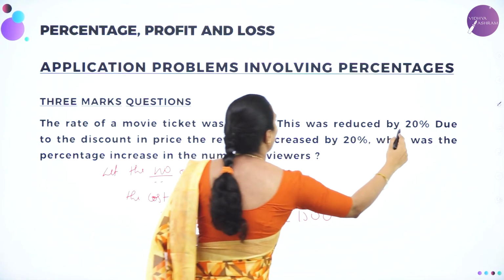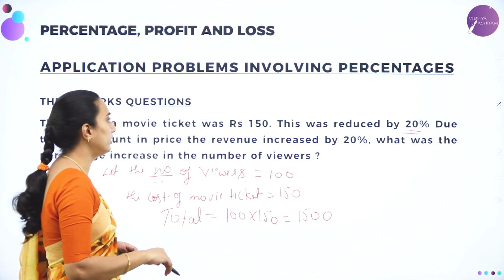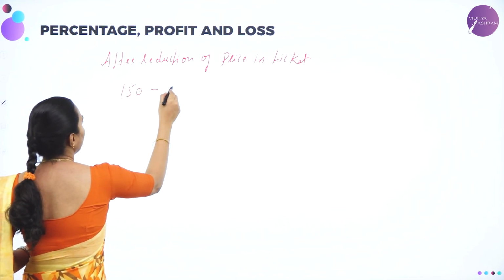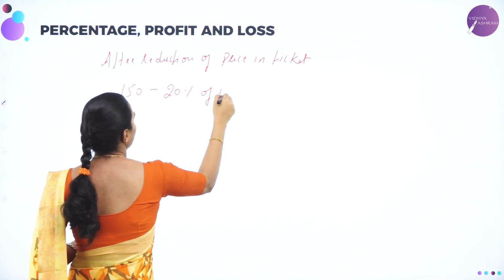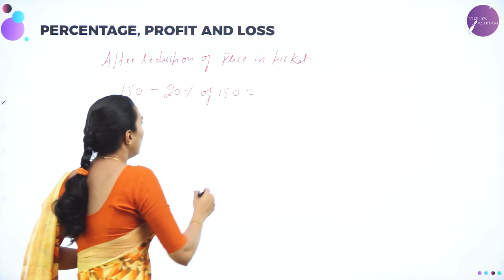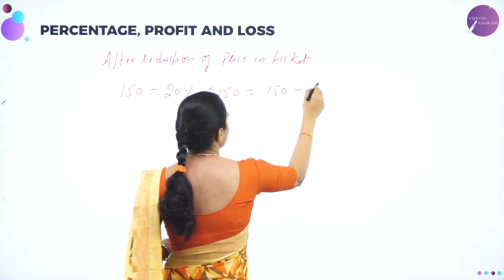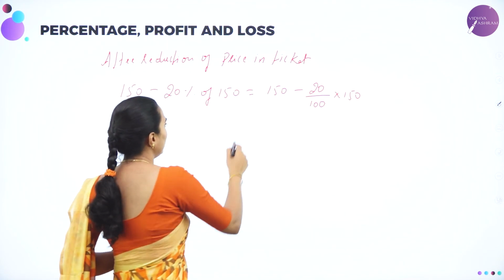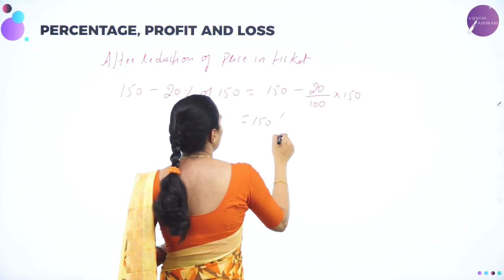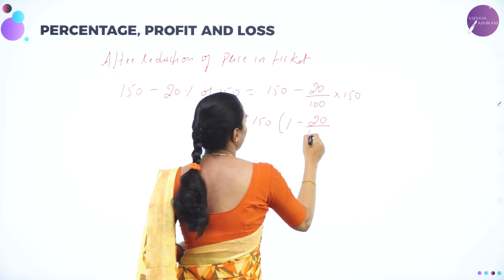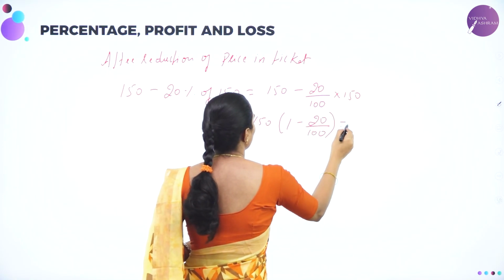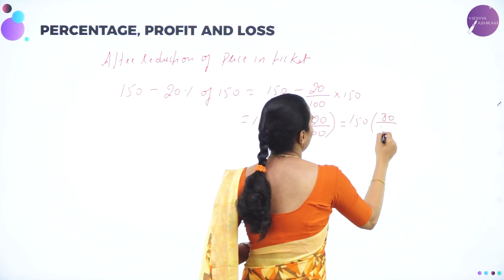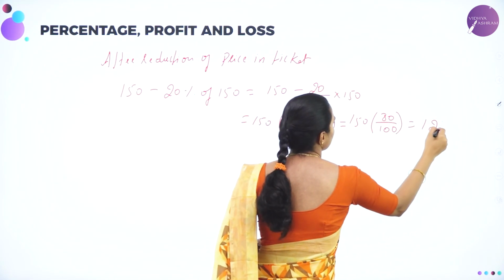And then due to 20% of rupees 150, you are going to have 150 minus 20% of 150. So which will be equal to 150 minus 20 divided by 100 into 150. You can take 150 common. You are going to get 150 into 1 minus 20 divided by 100, which is equal to 150 into 100 minus 20, which is 80, divided by 100. You are going to get the answer, nothing but 120.